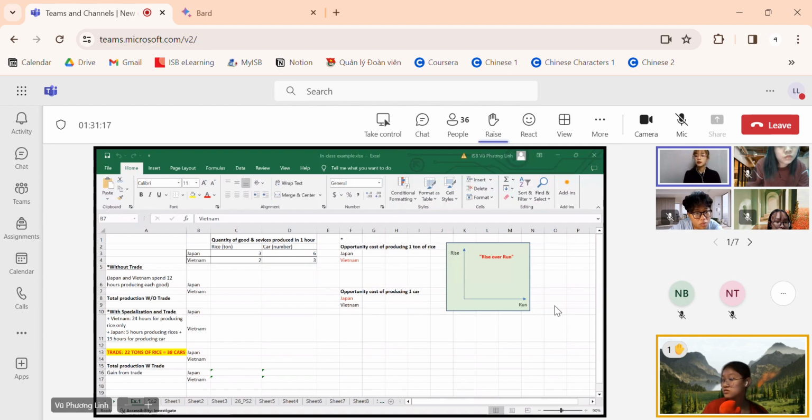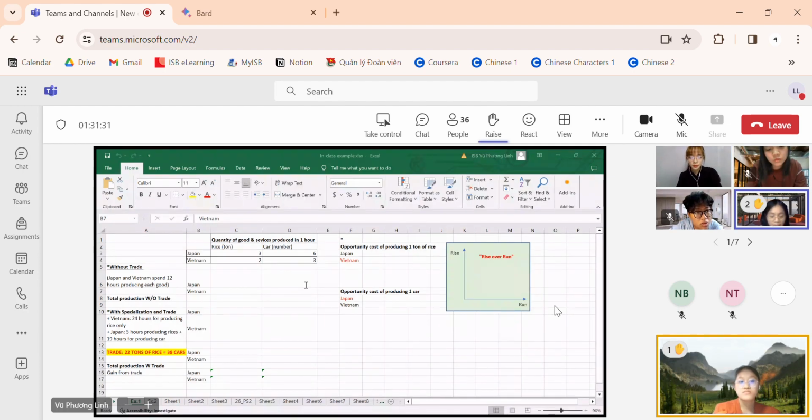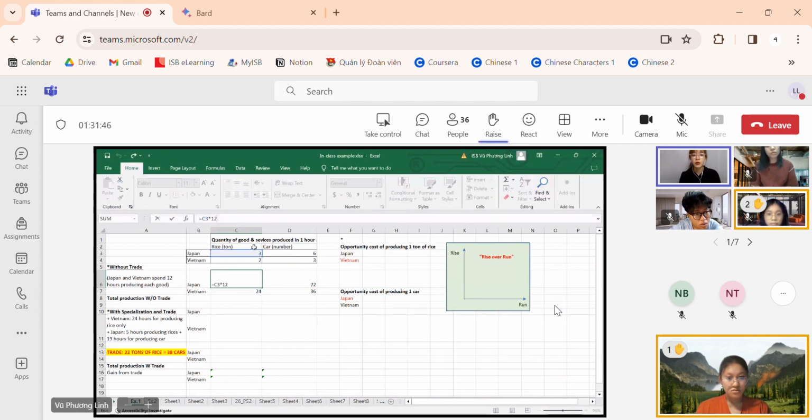Okay, so Phương Nghi. So Japan can produce 36 tons of rice and 72 cars, while Vietnam can produce 24 tons of rice and 36 cars. All right, very good, right? So we just need to take the hours used for each production and multiply by the number of output produced in an hour. So we have the result here.